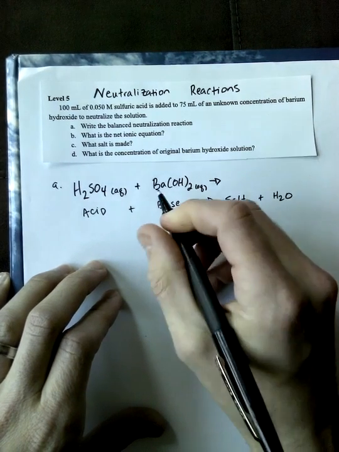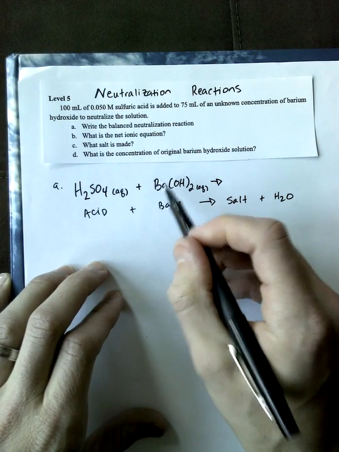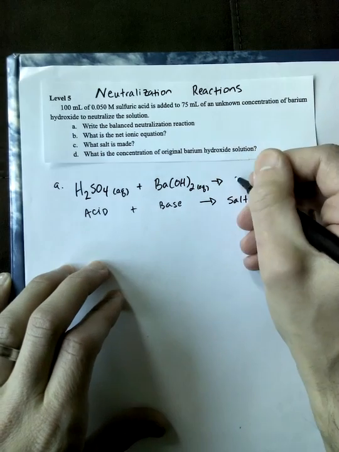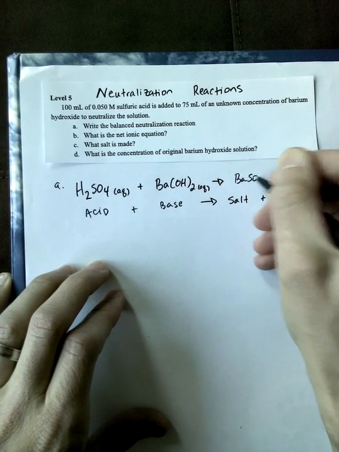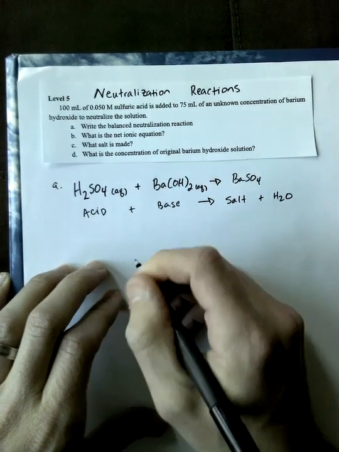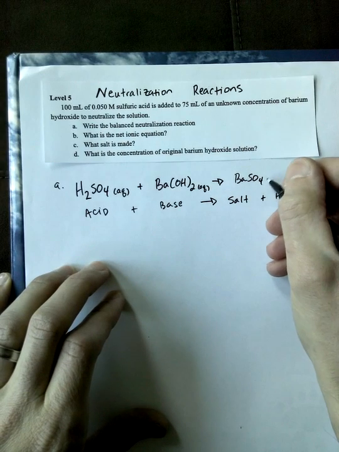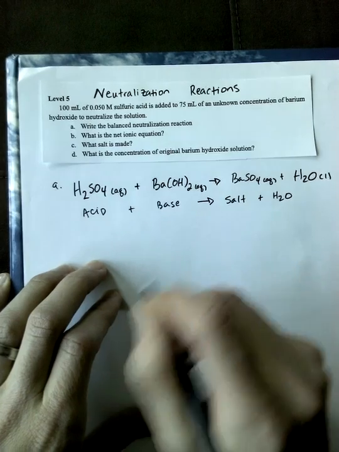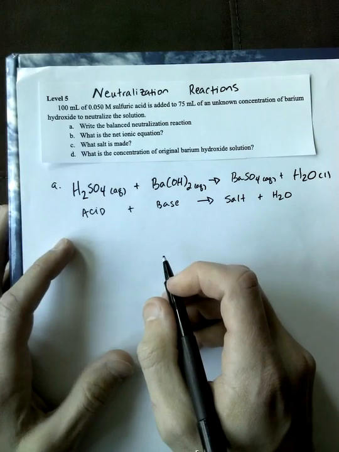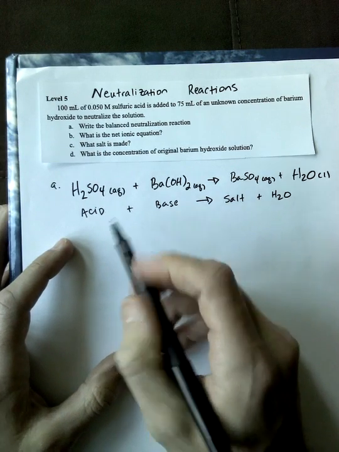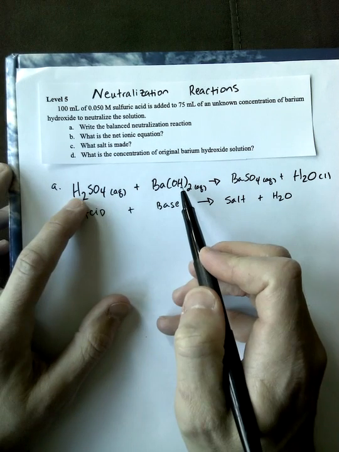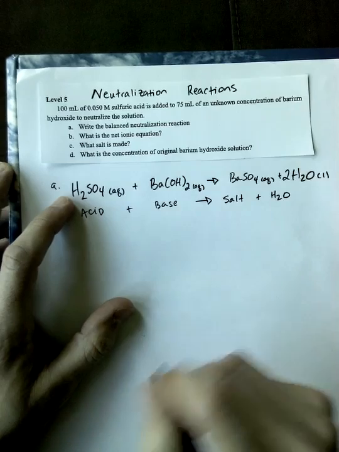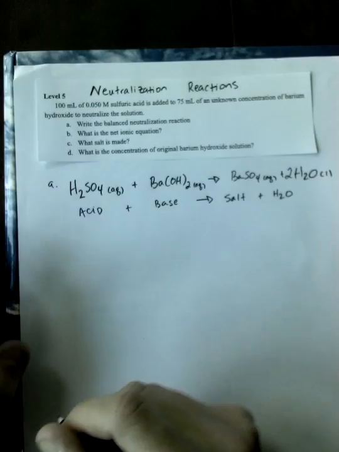Our salt here is going to come from the cation from the base and the anion from the acid. So we make barium sulfate. That's your salt. And then water. Water is a liquid, so we put an L next to it. And to balance this really quick, I see that I have 4 hydrogens total on this side and 2 oxygens, so I'm going to put 2 moles of water. So there's my balanced neutralization reaction.